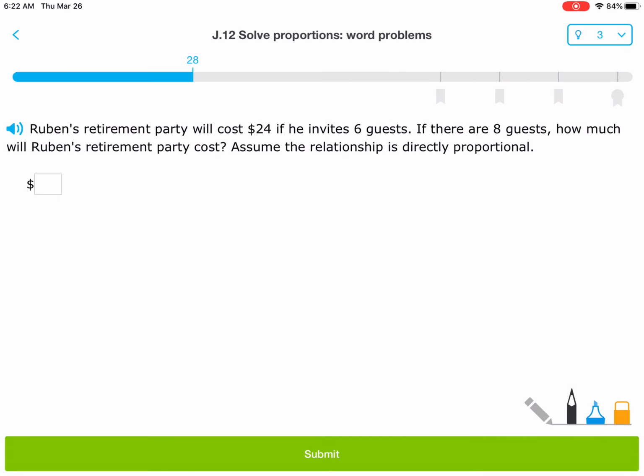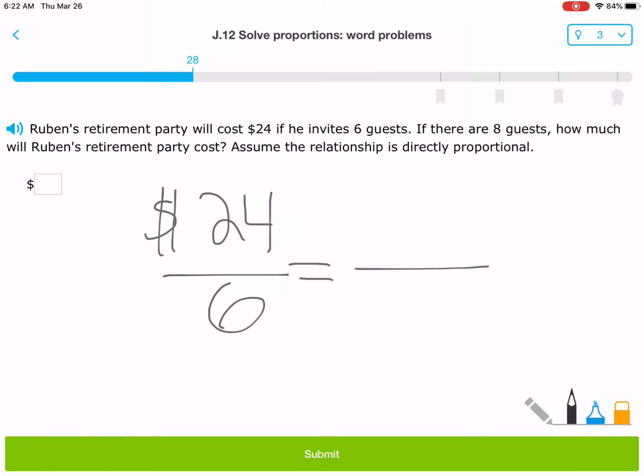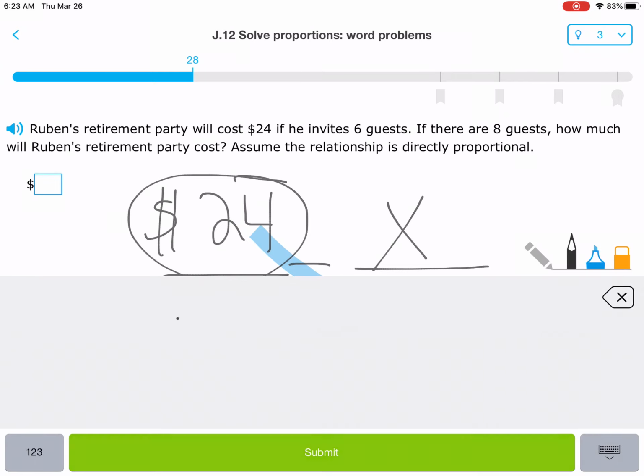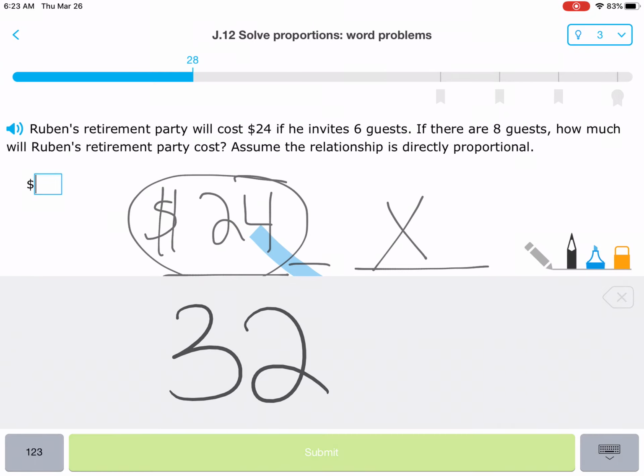Ruben's retirement party will cost $24 if he invites 6 guests. If there are 8 guests, how much will the party cost? So again, we're looking for the cost, which is what I put on the top. And there's 8 guests that are going to attend. So what's going to be multiplied? 24 times 8. That gives me 192, and I'm going to divide it by 6. So it's going to cost $32.